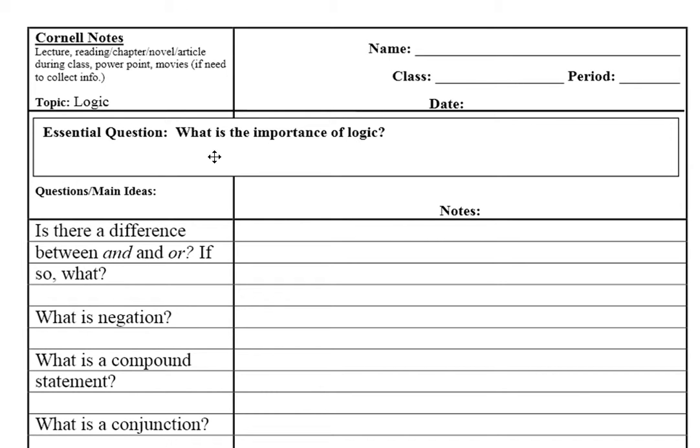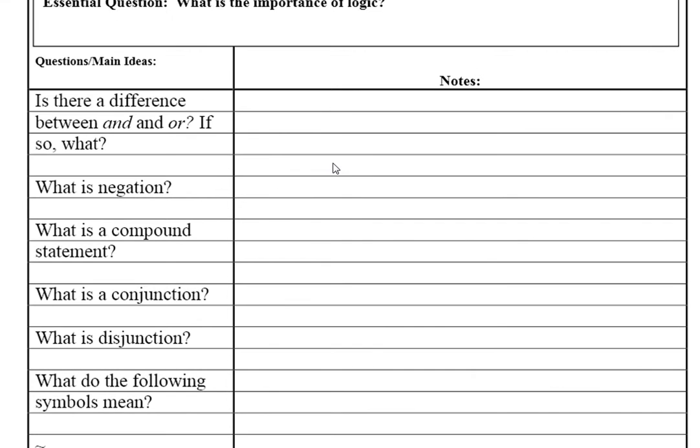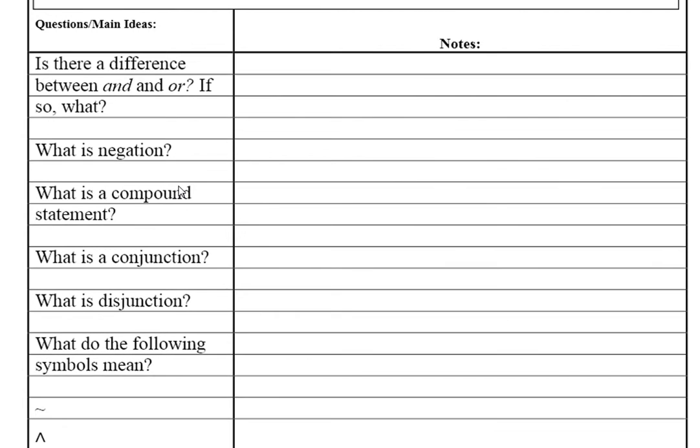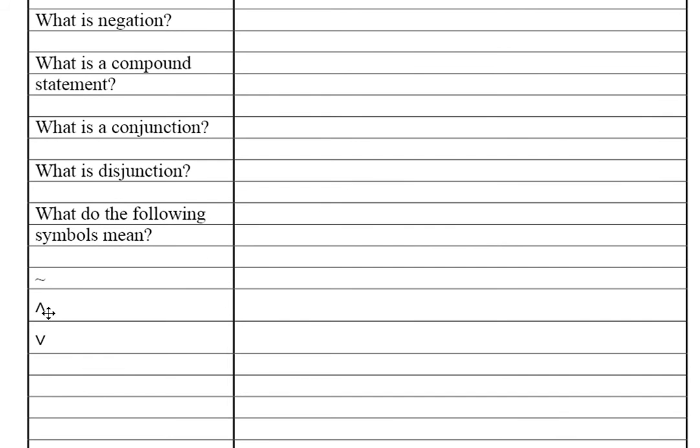At this point, you should have our essential question and what you think: is there a difference between the word "and" and "or"? If so, what are your thoughts on that? We have the vocabulary: negation, compound statement, conjunction, disjunction, and then we need to define the following symbols.